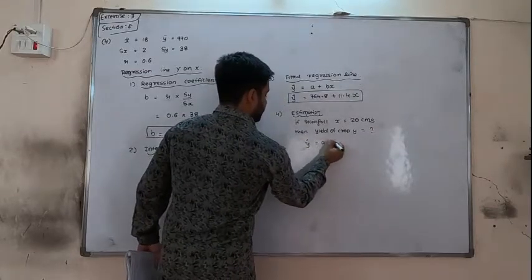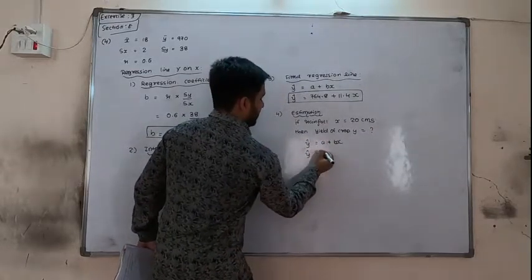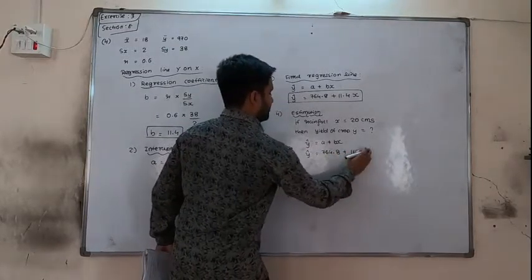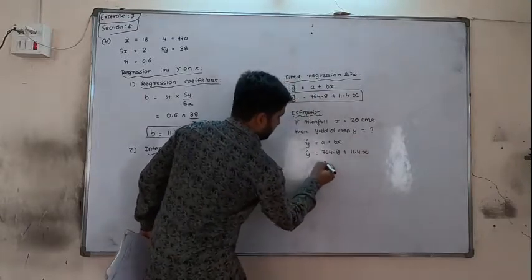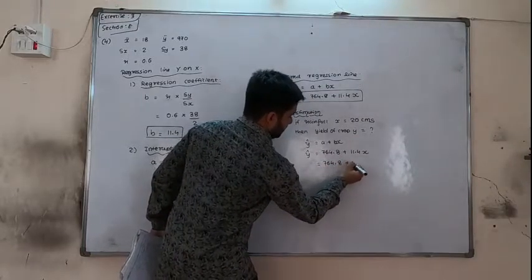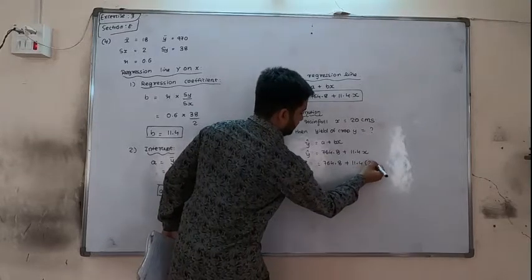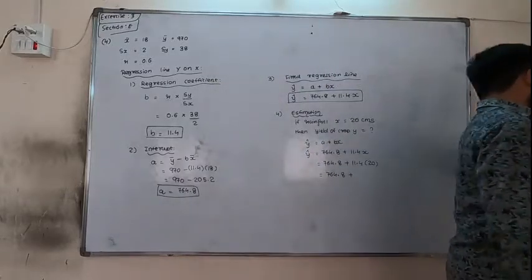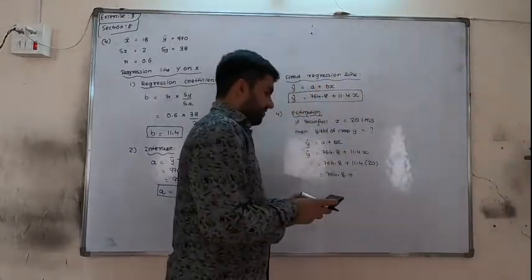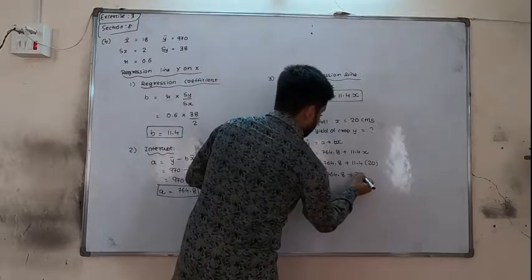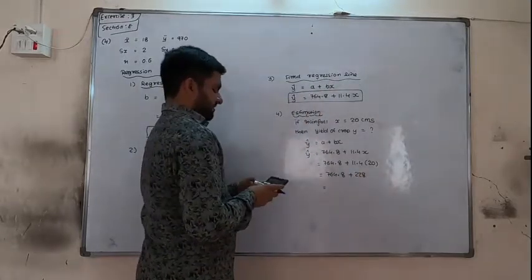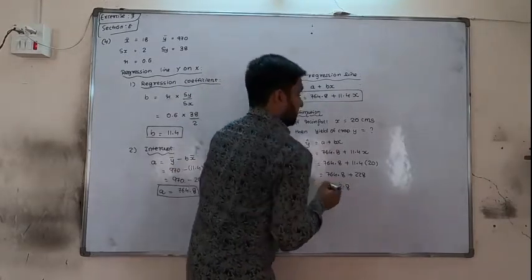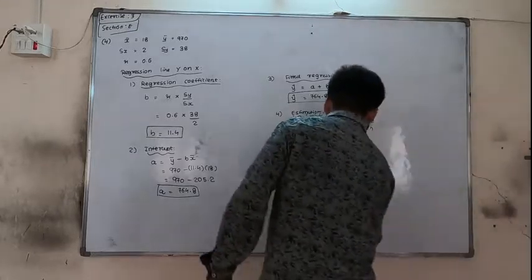Y cap is a plus bx. Y cap is 764.8 plus 11.4x. Now 764.8 plus 11.4 into 20. 11.4 into 20 is 228, plus 764.8 is 992.8, and the unit of y is kg.